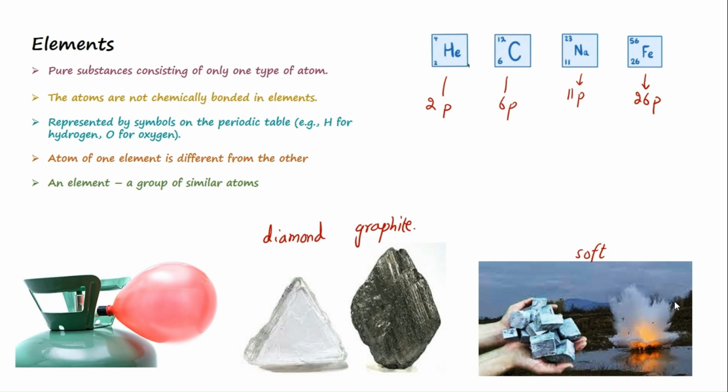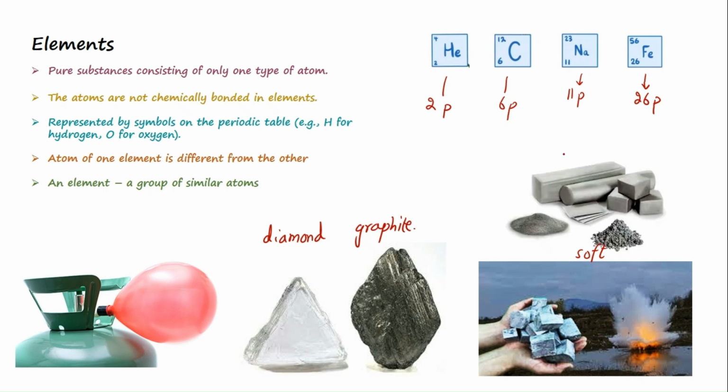On the other hand, iron is also a metal, but it is a very hard metal and it does not react so violently with the moisture present in the atmosphere. Of course, it reacts and forms rust, but it does not react violently like sodium. So, by this, we can understand that each element has different properties than the other elements.